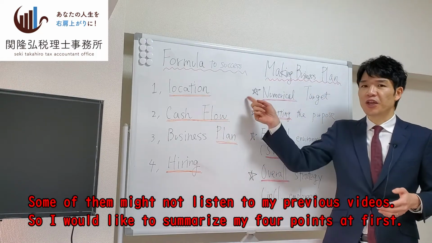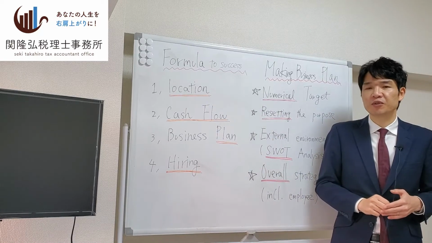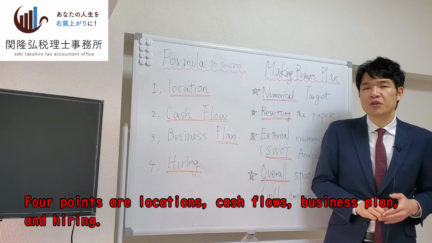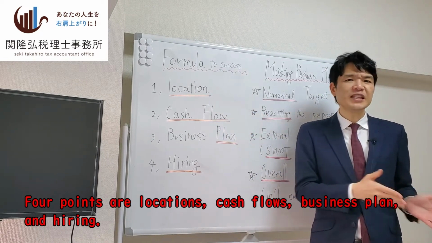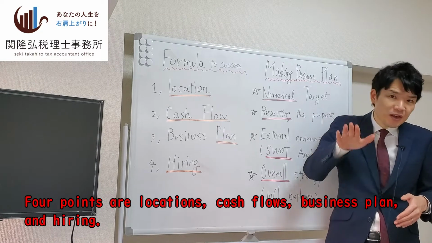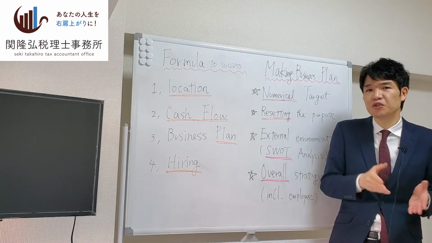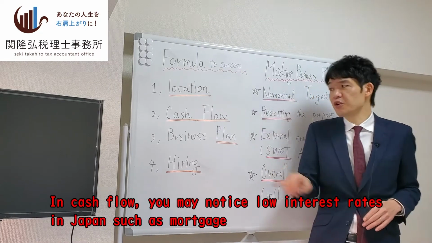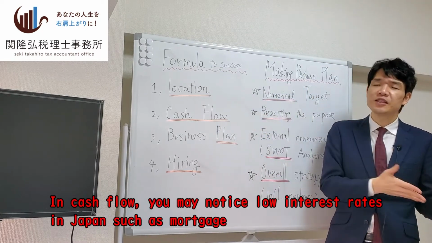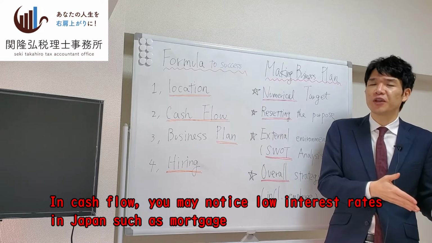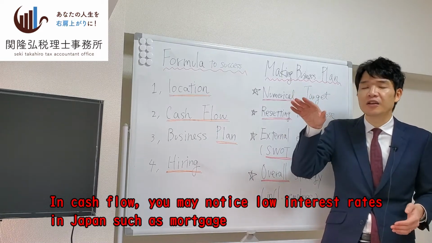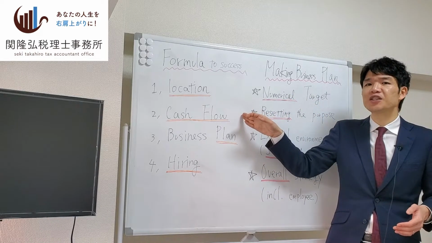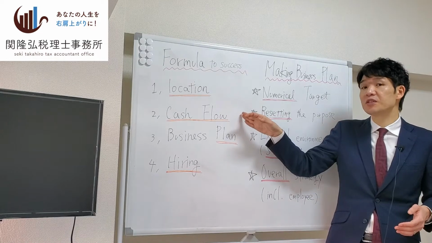At first, location is of course important in Japan. And second, cash flow. As you might know, the interest rate in Japan is relatively low, so a mortgage is very cheap. So the possibility of borrowing is relatively high for international people in Japan. That is the importance of cash flow.